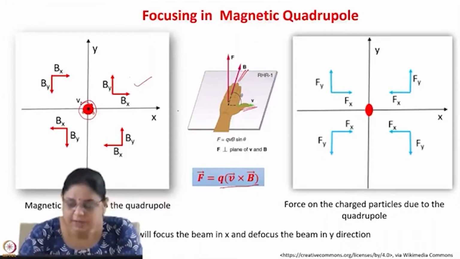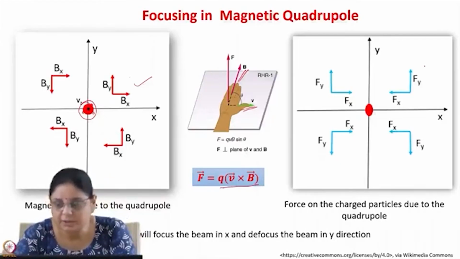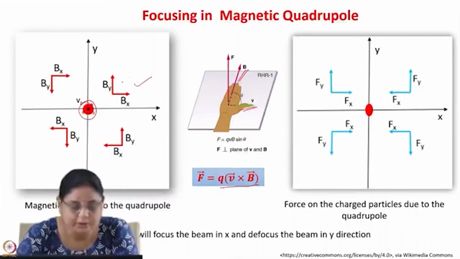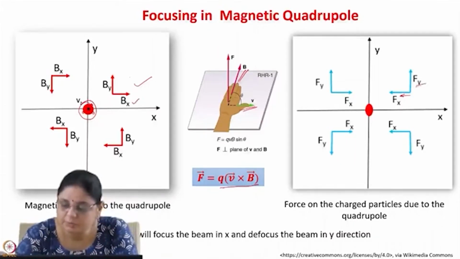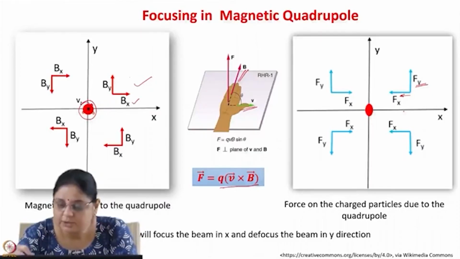So using this, if we calculate the force on the charged particles in each of the 4 quadrants, we see that in the first quadrant, the magnetic field By will produce a force Fx, which is in the negative x direction. Similarly, the magnetic field component Bx will produce a force Fy, which is in the positive y direction, and similarly in the other 3 quadrants. So this is the direction of force acting on the charged particle in each of the 4 quadrants.